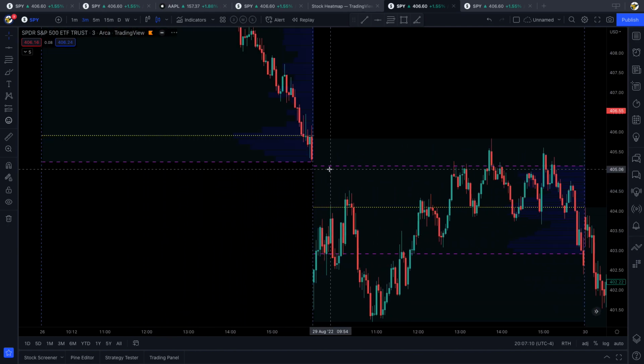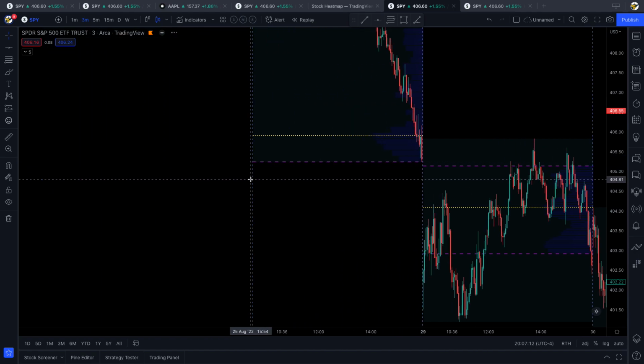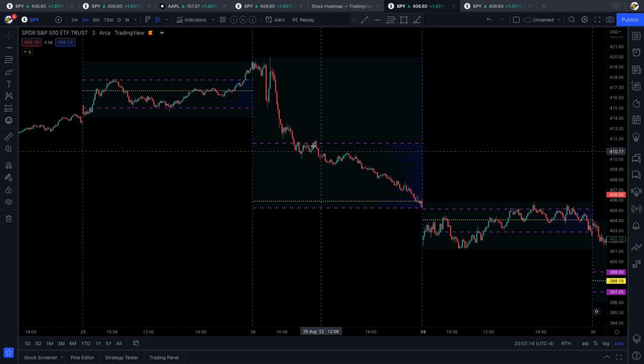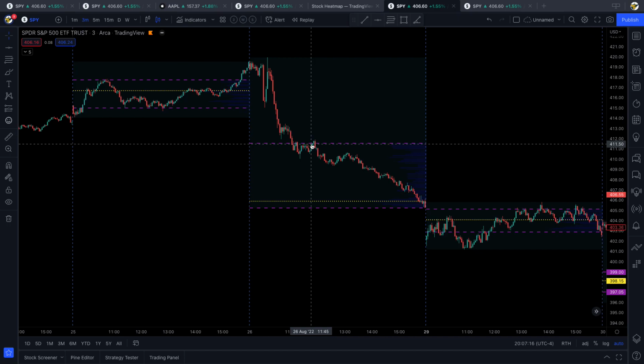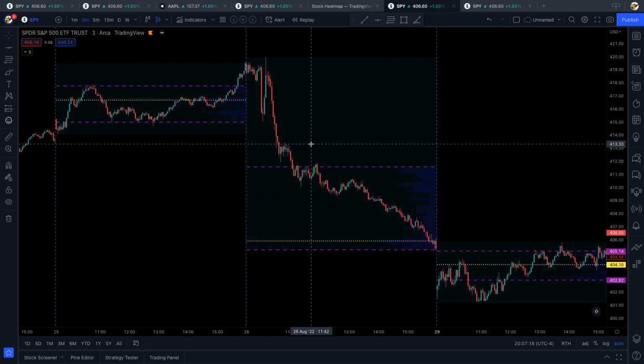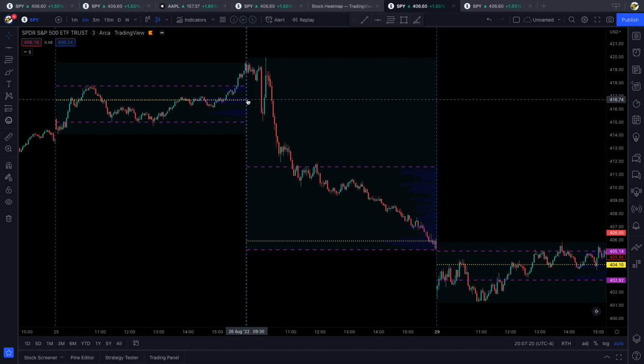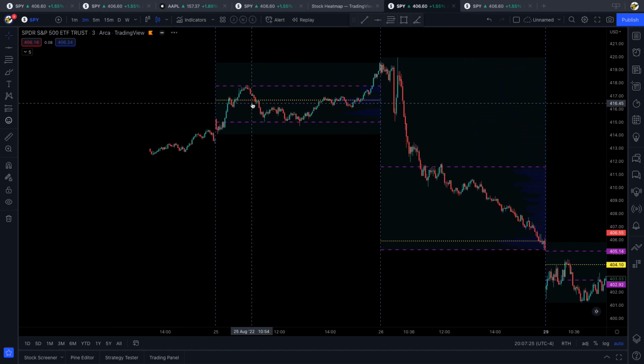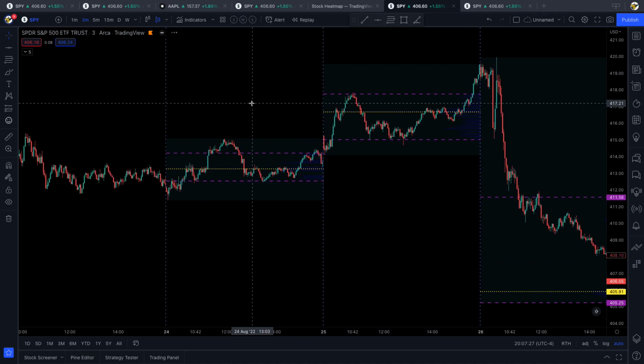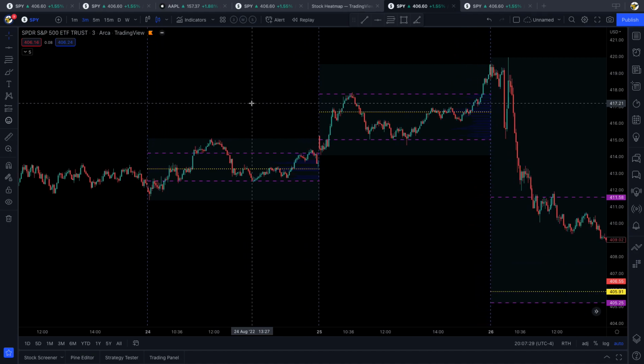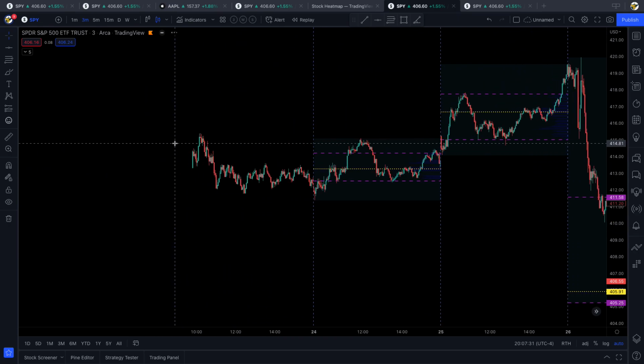Come back here to the previous day. It didn't open up. So like I said, it's not an everyday play for the POC, but when it does, it's crazy how it hits it, man. It's amazing that it'll hit it right away. This one, it opened up above it.